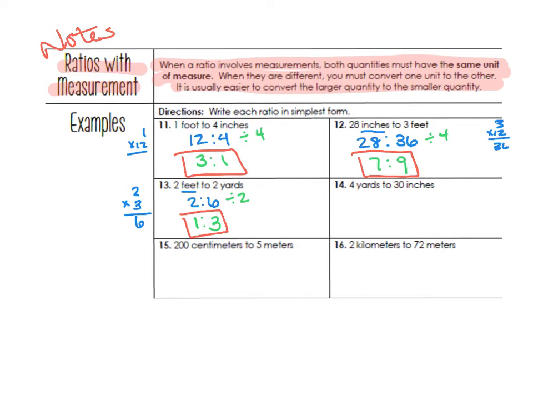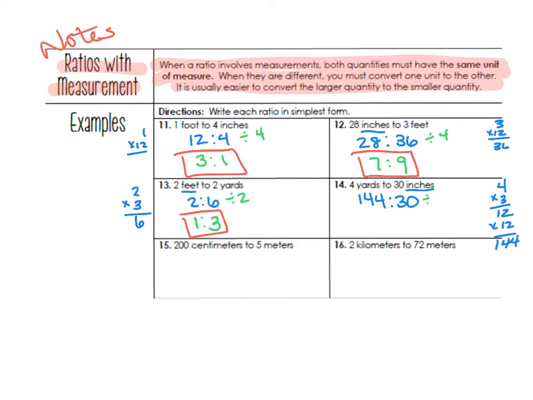Let's do the next one, number 14, yards to inches. We're going to go with inches, so I can keep the 30 inches. 4 yards times 3 feet, that's 12 feet, but I want inches, that's times 12. That gives me 144 inches.